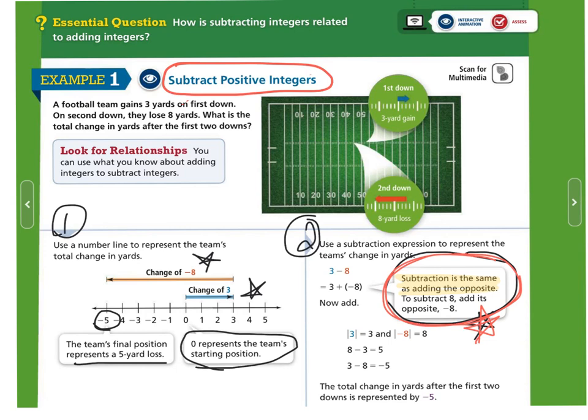Now, the book also uses the idea of absolute value to show you that you're still finding the difference between your 2 integers, since technically one is positive and the other is a negative value, and that difference is 5, although it has to be a negative 5 because you are taking away more than what you have. Therefore, the total change in yards after the first 2 downs can be represented by the integer negative 5, which indicates it was a 5-yard loss.